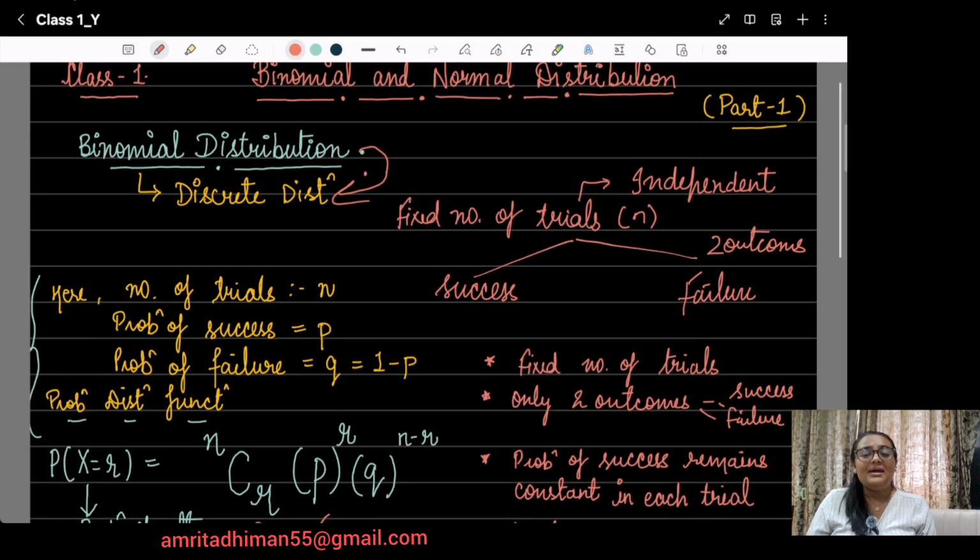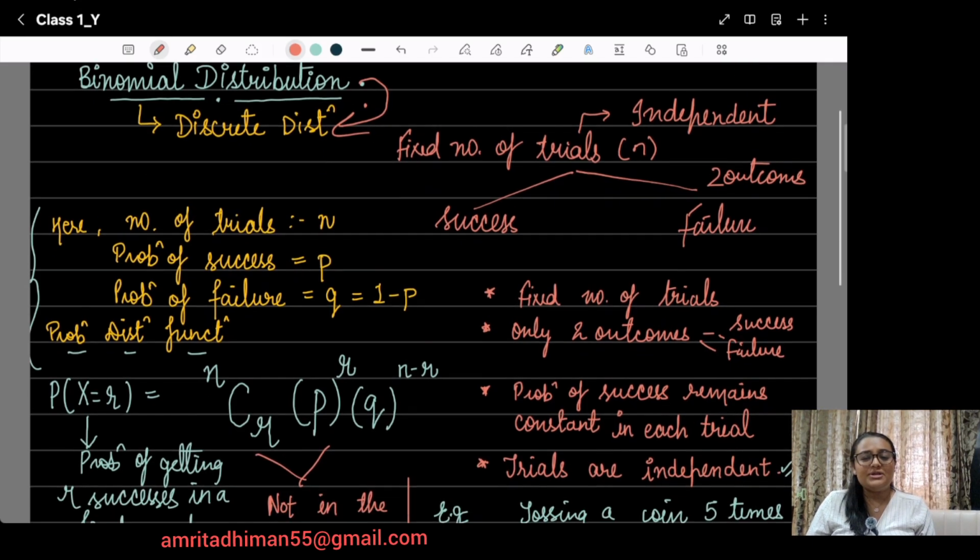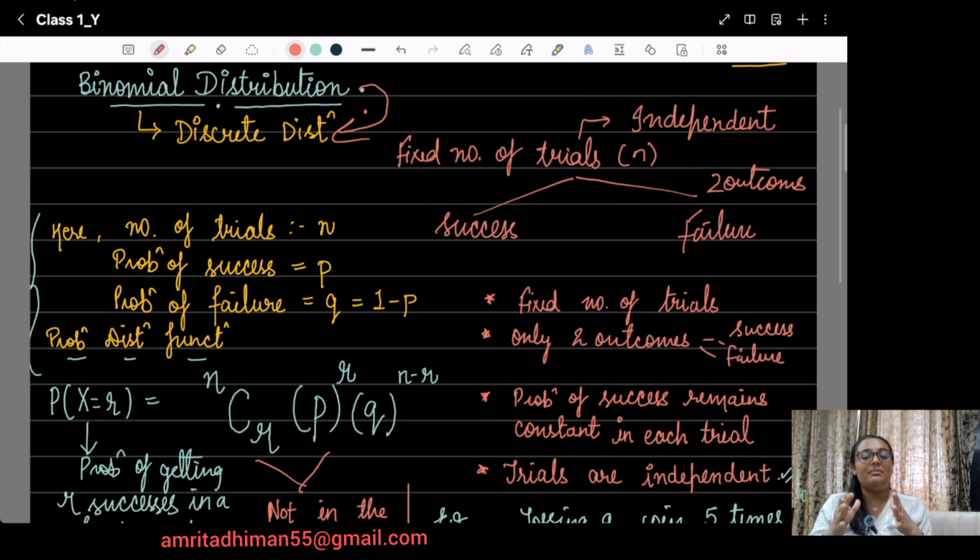Now, how will you identify in the question whether we will apply binomial or not? For binomial, you must have a fixed number of trials. Like if you are tossing a coin 5 times, 5 is a fixed number of trials, and in each trial only two possible outcomes are there, either head or tail. Suppose I am considering head as a success and tail as a failure. Then the probability of getting head in each trial is the probability of success, and the probability of getting tail in each trial is the probability of failure.